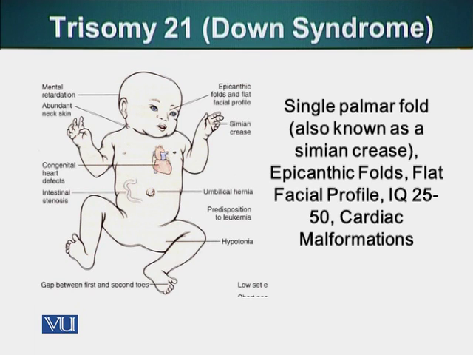These people have epicanthal folds, giving them eyes like oriental people, or people of Chinese origin. These people also have a flat facial profile. The IQ of these patients is between 25 and 50. Also, the majority of these patients have cardiac malformations.